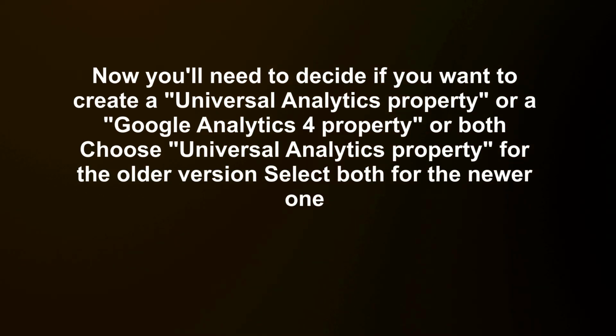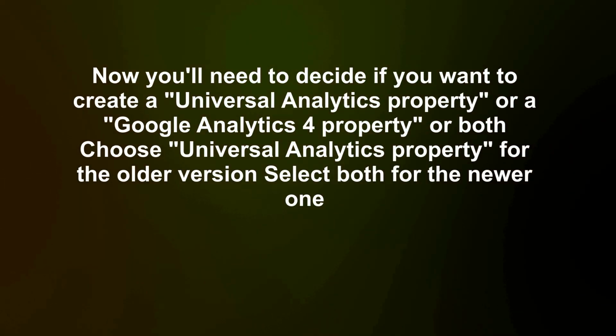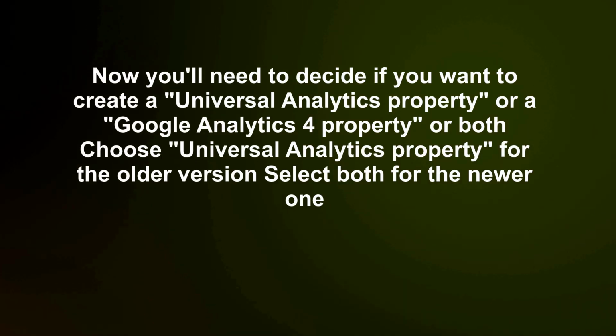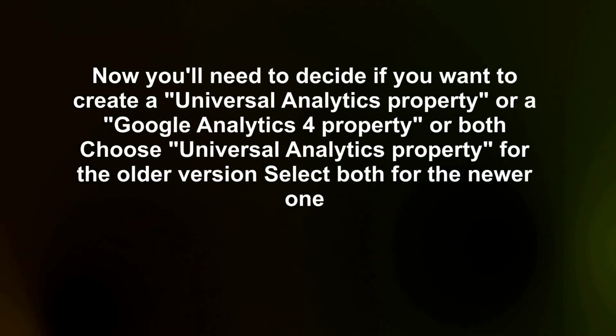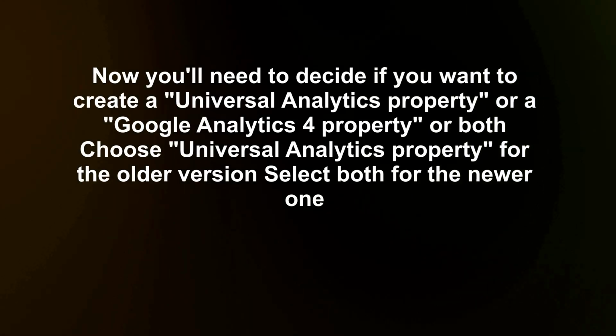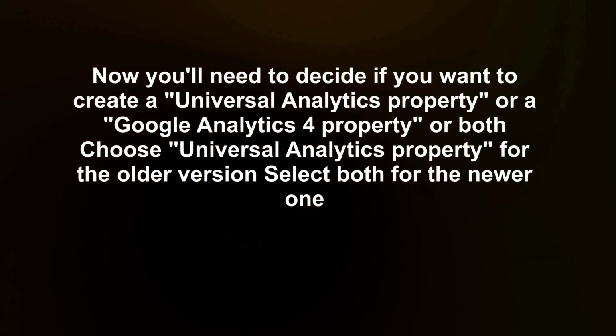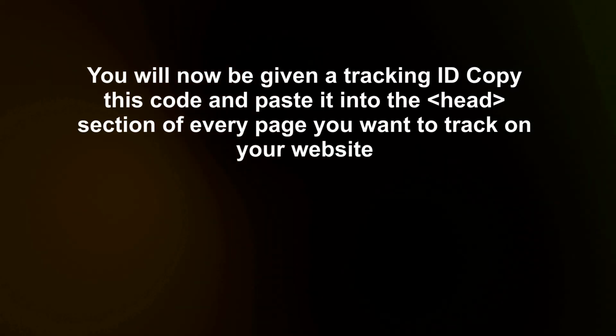Choose carefully. Now you'll need to decide if you want to create a Universal Analytics Property or a Google Analytics 4 Property, or both. Choose Universal Analytics Property for the older version. Select both for the newer one. You will now be given a tracking ID.